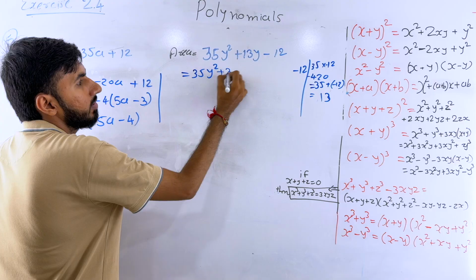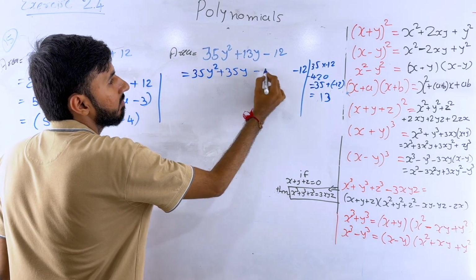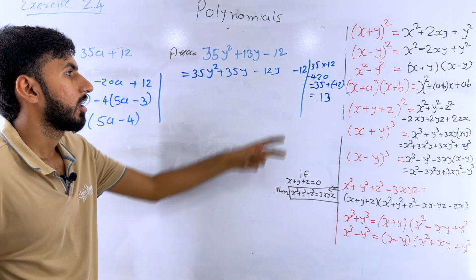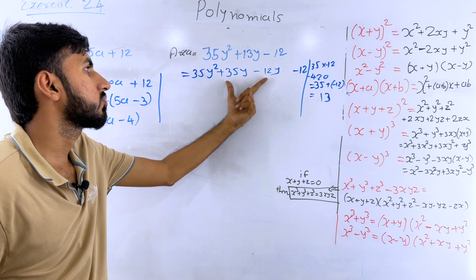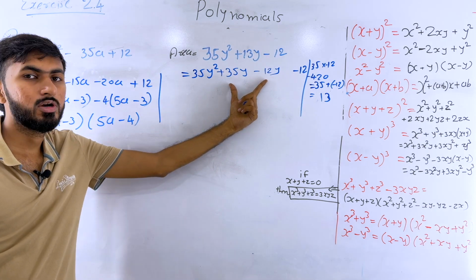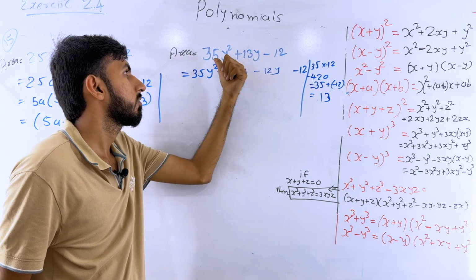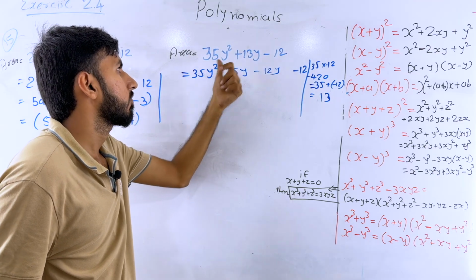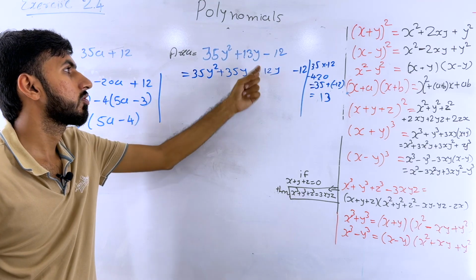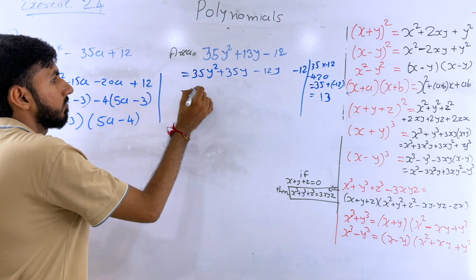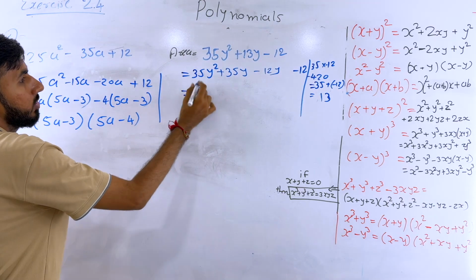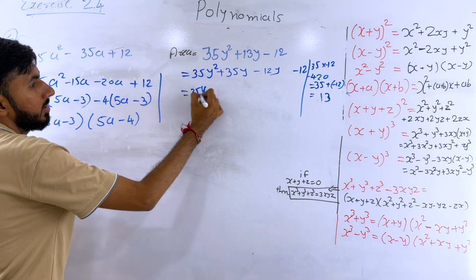So my first factor will be plus 35y, and second factor will be minus 12y, right? I have two criteria. Multiplication of both coefficients should look like multiplication of the constant term and the coefficient of y square, right? And addition of both will look like the middle term. So my common number from the first two terms will be 35y.